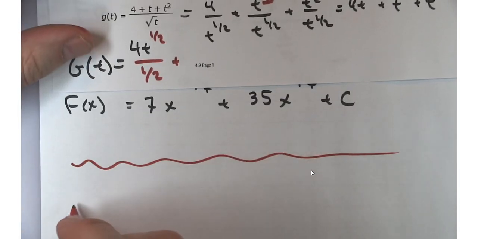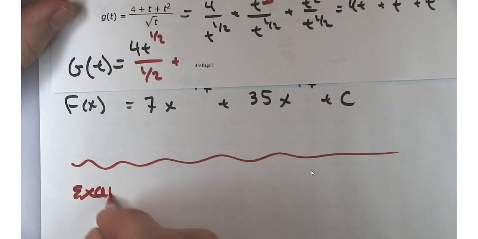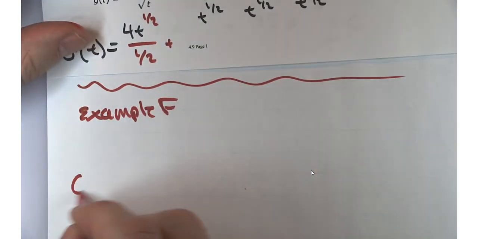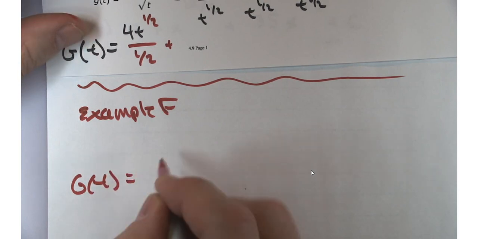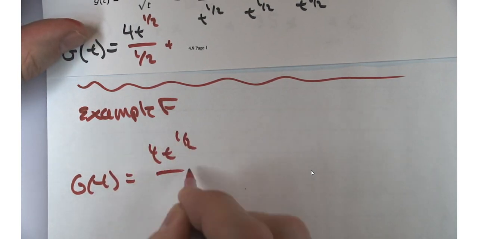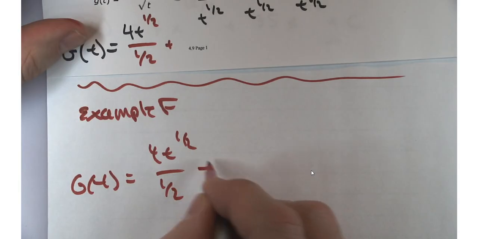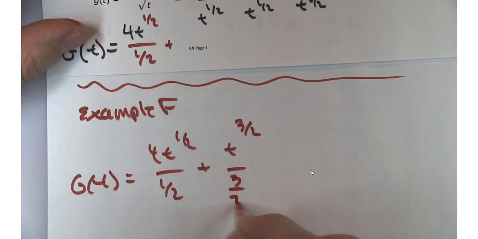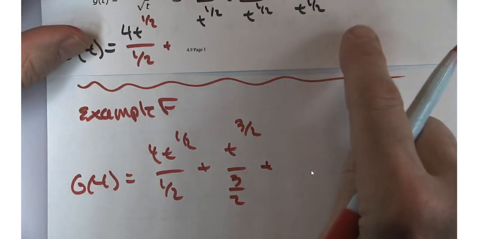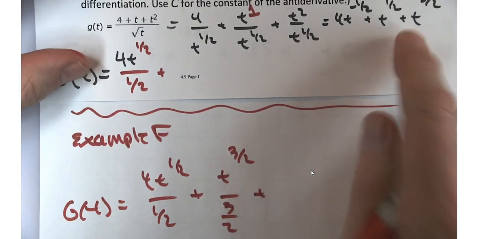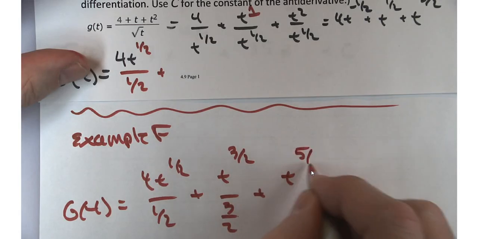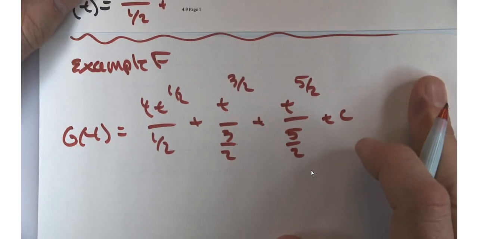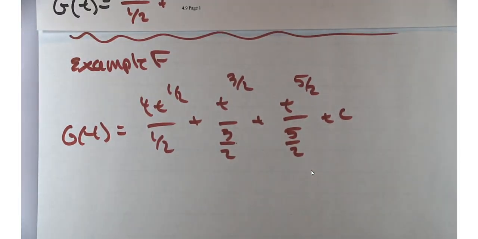So g of t. This is example F. G of t will be 4t to the 1/2 divided by 1/2, plus t to the 3/2 divided by 3/2, plus t to the 5/2 divided by 5/2, plus our constant. I would greatly appreciate you cleaning this up a little bit.